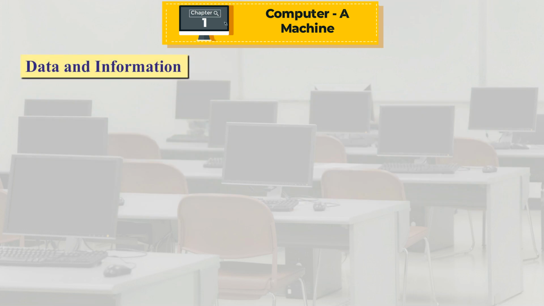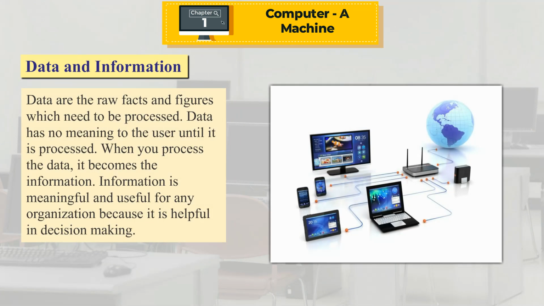Data and information: data are the raw facts and figures which need to be processed. Data has no meaning to the user until it is processed. When you process the data, it becomes information. Information is meaningful and useful for any organization because it is helpful in decision making.